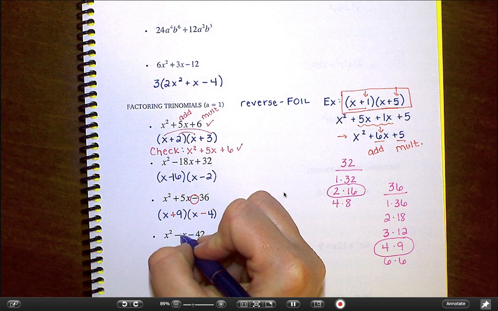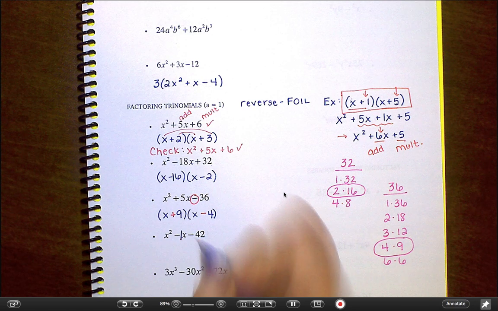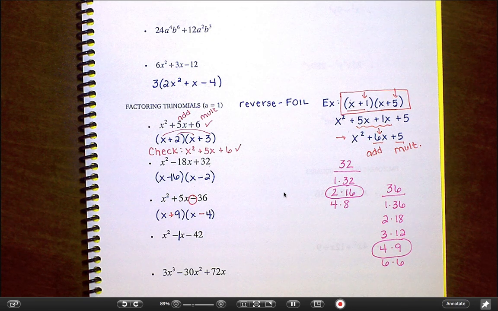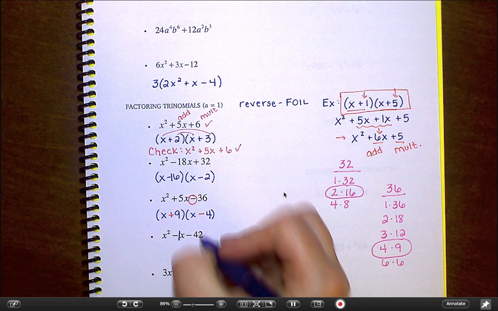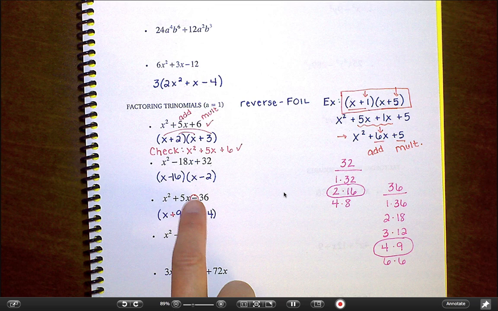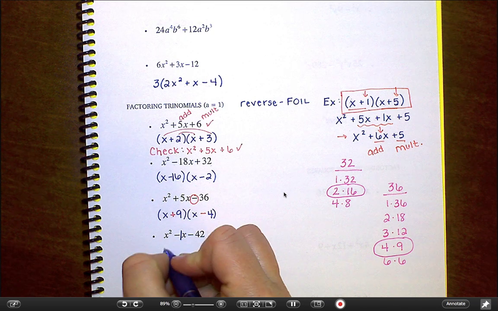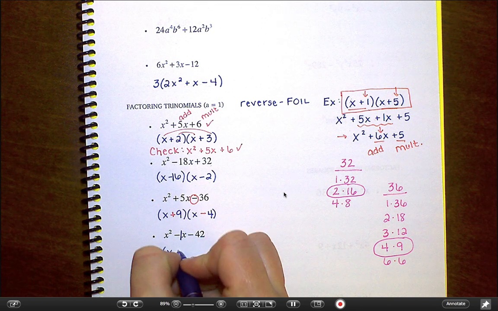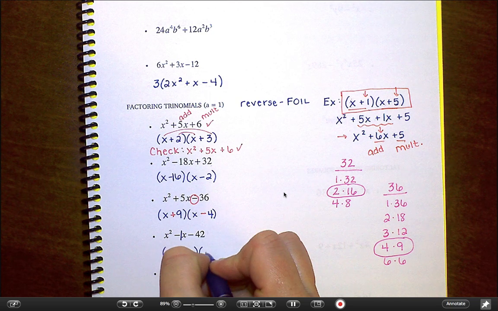Okay, so on this next one, first thing I'm going to do is make sure you understand that that's a 1 there, right? That's a negative 1x. So I need to multiply to make negative 42. And just like in this one up above, if it's a negative sign here at the end, I know I'm going to be dealing with a plus and a minus.